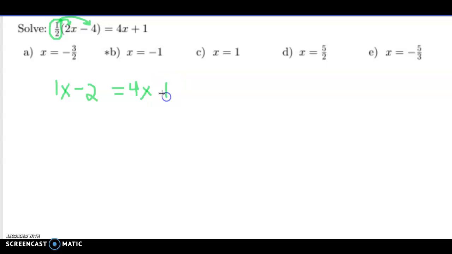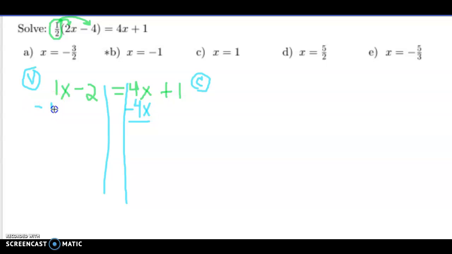I'm going to go ahead and bring down the right side. Now I know that all my variables, let me change colors here, all my variables need to be on the left side and all my constants need to be on the right side. So to get all my variables on the left, I'm going to go ahead and draw my ladder. I'm going to move these 4x's by subtracting them because the opposite of a positive 4x is a negative 4x.